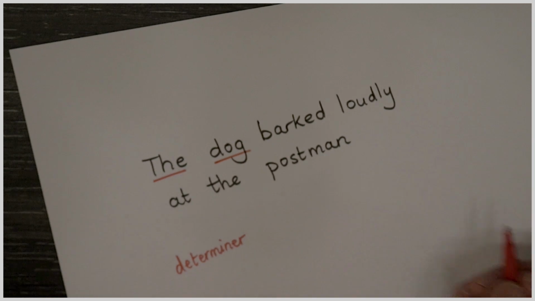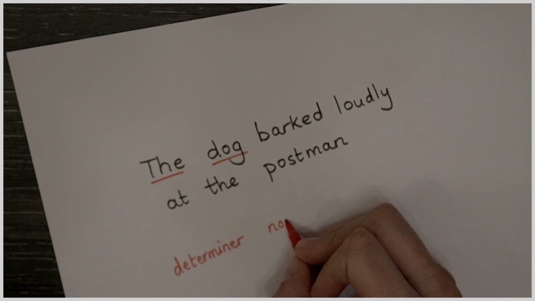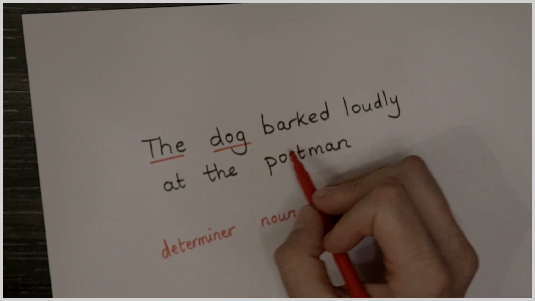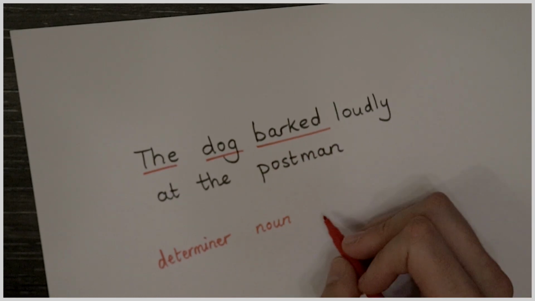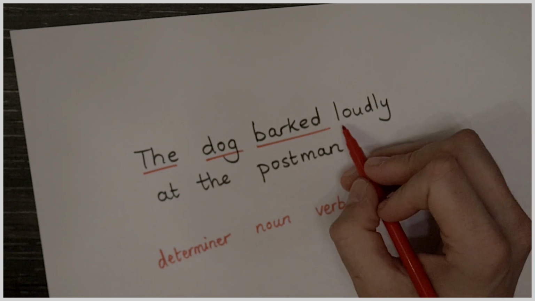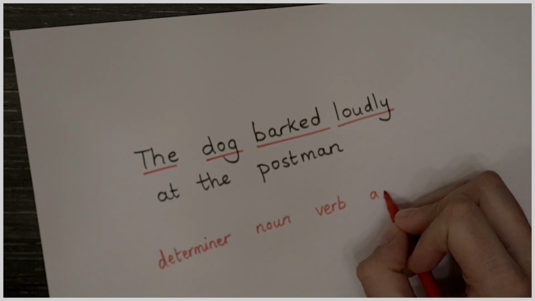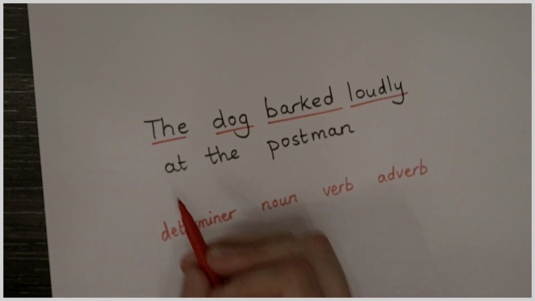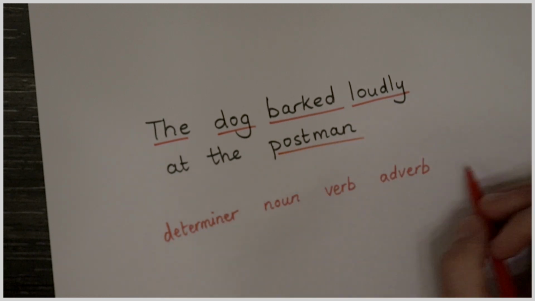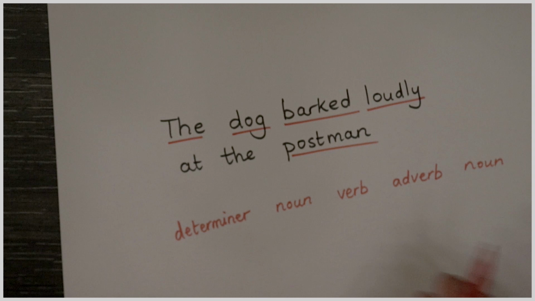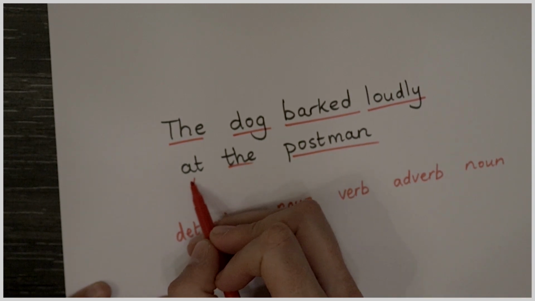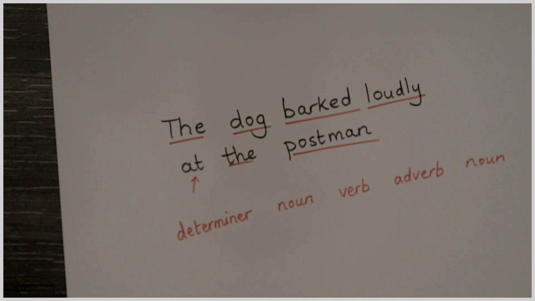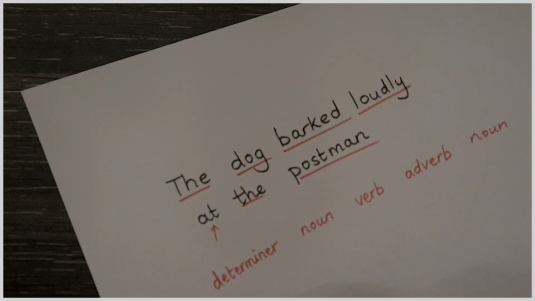The dog, obviously we know that the dog is the noun. Barked, that's what the dog was doing. So that's a verb. And then how did he bark? Well, it was loudly. So if you describe something being done, that's an adverb. At the postman, let's just do another noun there. Now at the, we don't need to worry about that. We've got obviously our determiner, and at is just a little linking word. We could say it's a preposition because it's at something.